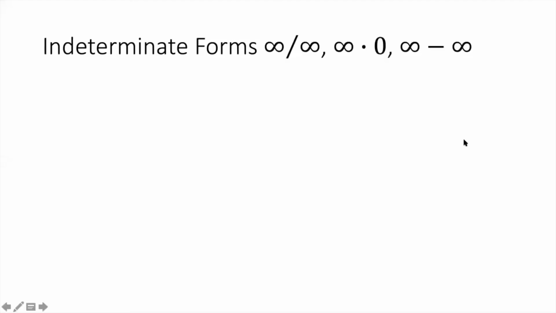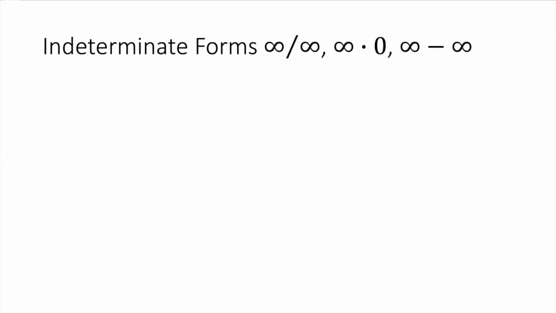All right, so that brings us to some other indeterminate forms, namely indeterminate forms infinity over infinity, infinity times 0, and infinity minus infinity. By the way, what it means for a form to be indeterminate is that when you try plugging in the number to evaluate the limit, not only does that not work, but it doesn't give you any information about what the value of the limit is.